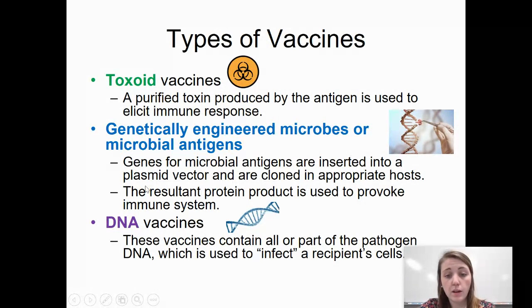And then lastly, we have DNA vaccines. And in that case, the DNA itself is going to infect the recipient's cells. So be thinking of it like, we've got a host cell that's receiving foreign DNA that gets into the cell and starts producing proteins that can then elicit an immune response. mRNA vaccines kind of fall in that DNA category. But just remember that mRNA is one step removed from DNA.